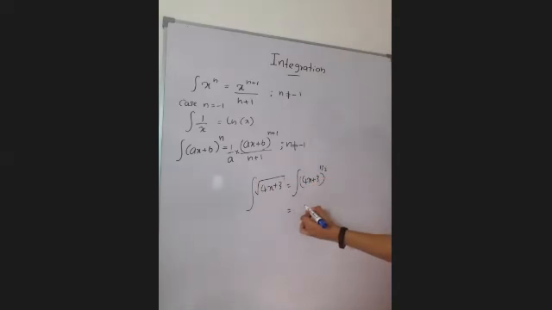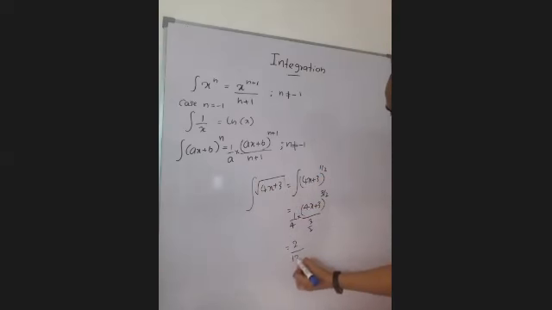If you do this integration, the answer is (4x plus 3) to the power half plus 1, that is 3 over 2, over 3 over 2, into 1 over 4. Then this 2 goes up, so finally it becomes 2 over 4 into 3, that is 12, times (4x plus 3) to the power 3 over 2. So you can write 1 over 6, and the final answer is (4x plus 3) to the power 3 over 2 over 6, plus c.